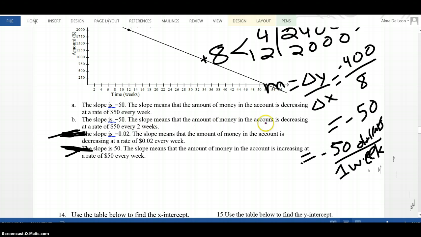So let's look at B. The slope means that the amount of money in the account is decreasing at around $50 every 2 weeks. That does not make sense because we have negative 50 over 1, not negative 50 over 2. So our answer has to be A.